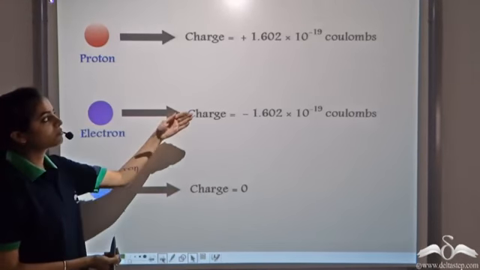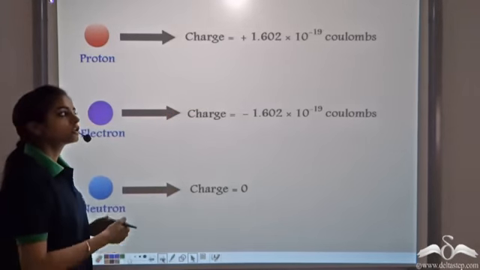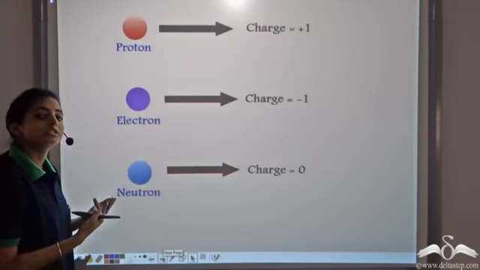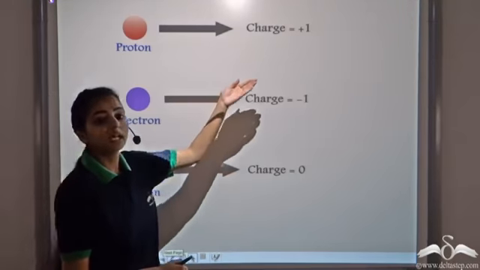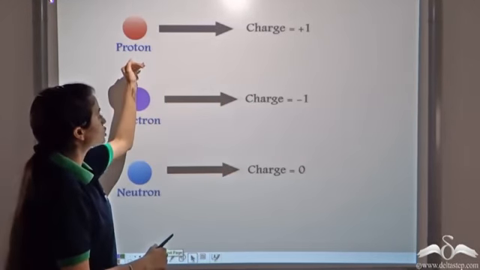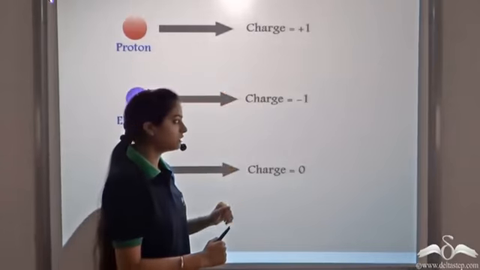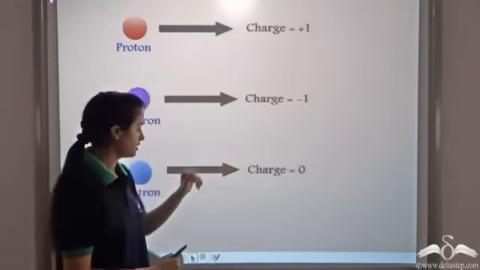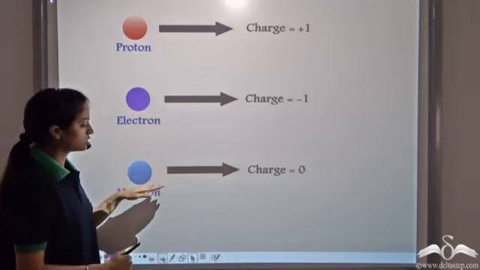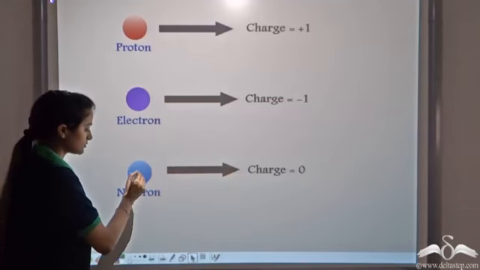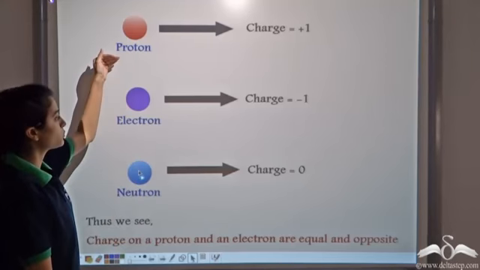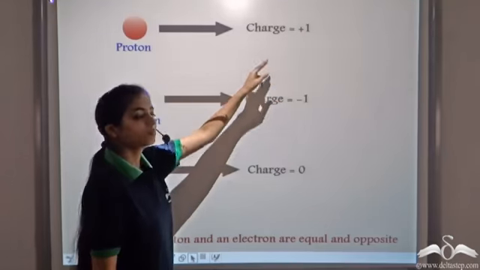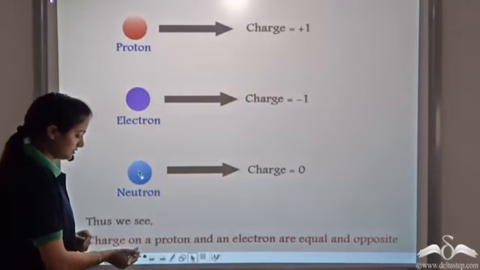So if you will see, these are big, complicated values. So to avoid this complication, in chemistry, we make use of a simpler technique. We take relative charges. So the charge of proton is taken to be plus 1. So relatively, we get the charge of electron to be minus 1. And neutrons are neutral, so the charge of neutron is 0. So you see that the charge of proton and electron are equal, but they are opposite in signs because they are oppositely charged.